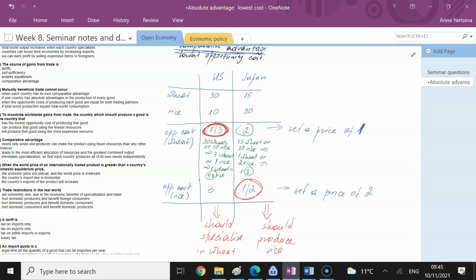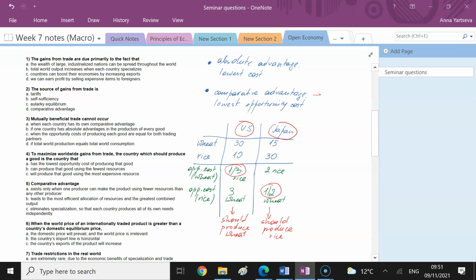Trade is mutually beneficial. We covered this idea in our very first seminar when we studied the 10 principles of economics, and I told you that trade creates wealth. This is one of the examples of how exactly trade can be mutually beneficial. That is why comparative advantage is the source of gains from trade.